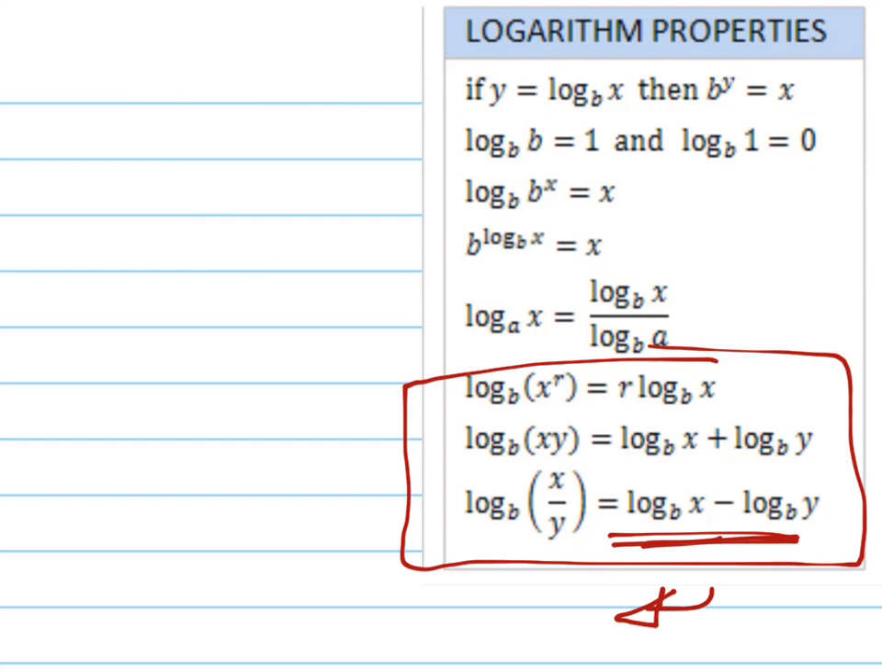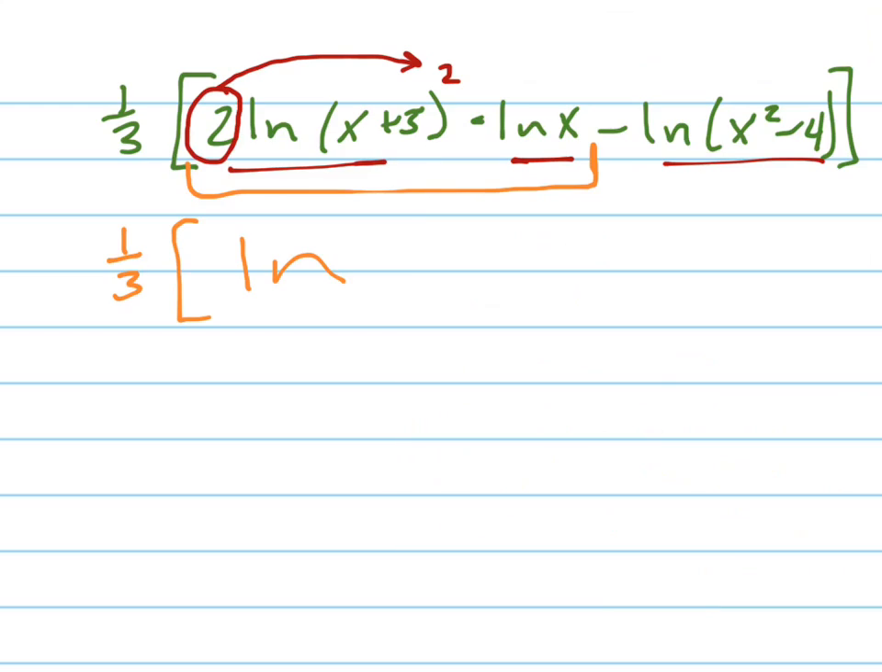Remember, the property for subtraction is right here. The difference of logs with the same base is equal to the log of the quotient of those 2 arguments. So I'm going to take x plus 5 squared over, oops, I wrote that sloppy. It's the natural log of x plus 5 squared over x minus the natural log of x squared minus 4.